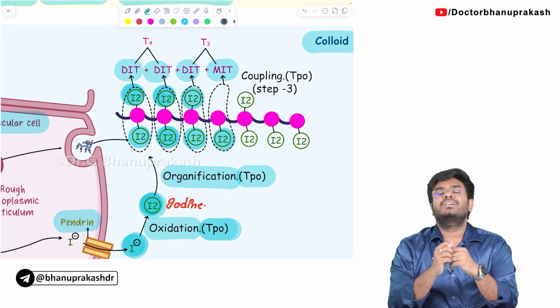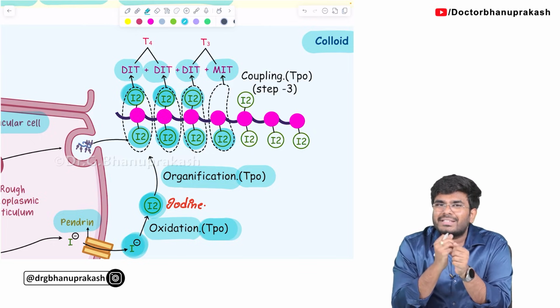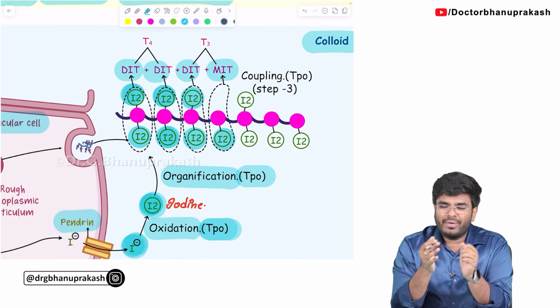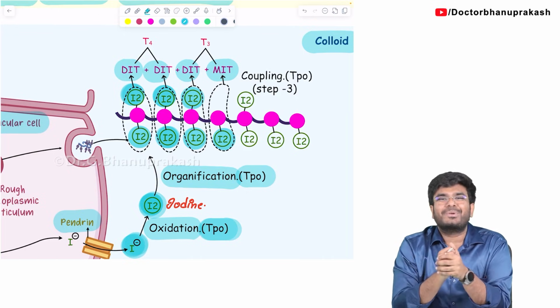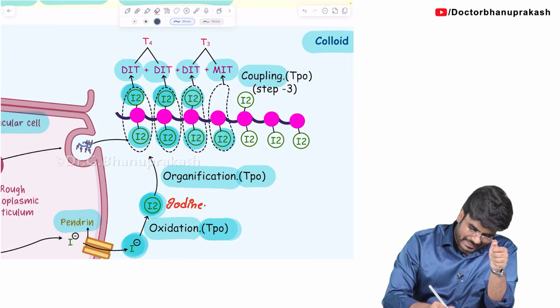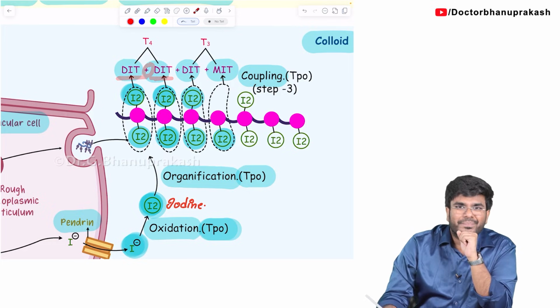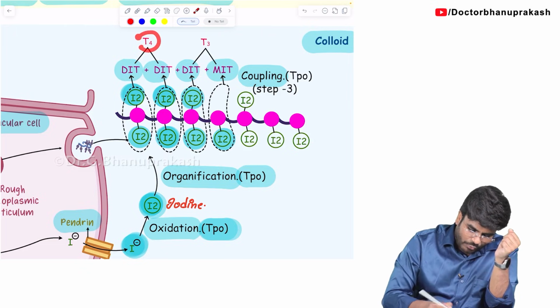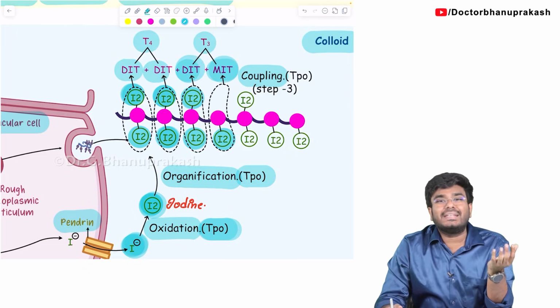So they met with each other, they went for a coffee, the date was successful, they liked each other. So what is the next thing that's going to happen between them? Once 2 people like each other, what are they going to do? They have to become a couple. The last reaction is called a coupling reaction. In coupling reaction, if 2 DIT molecules fuse with each other, it will form T4. If a DIT molecule fuses with an MIT molecule, it produces T3.